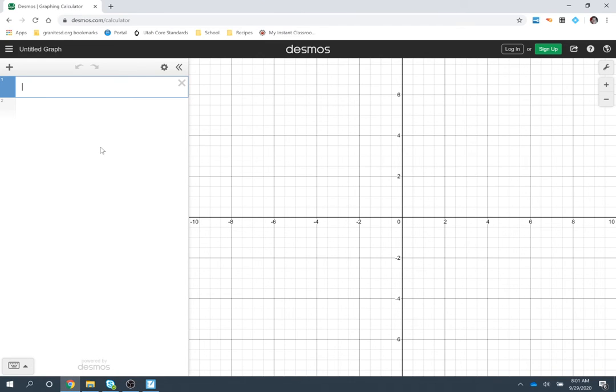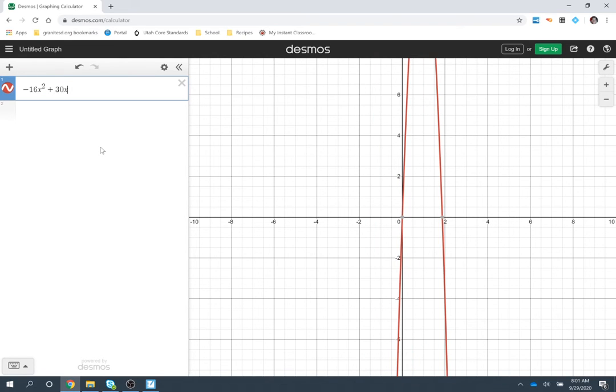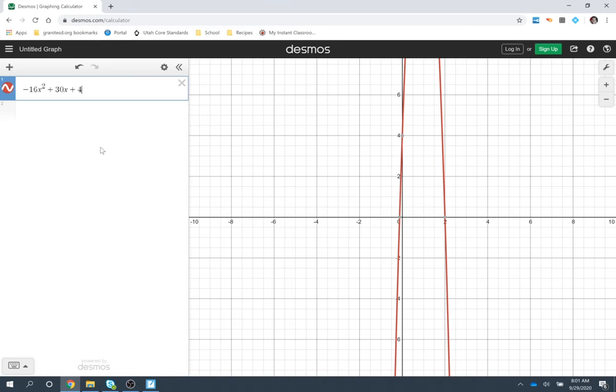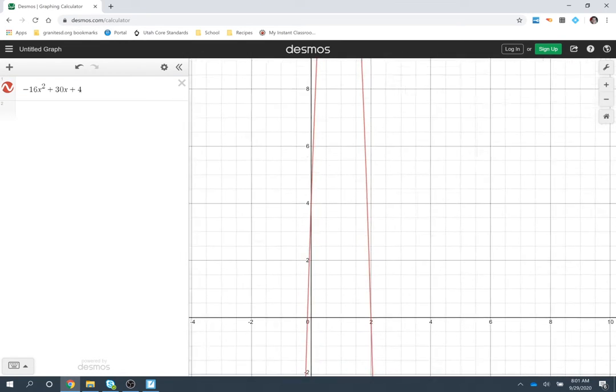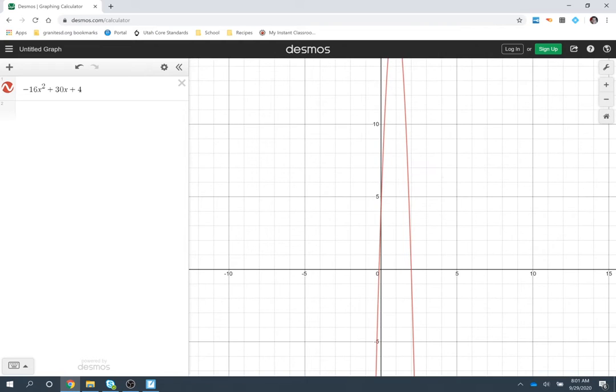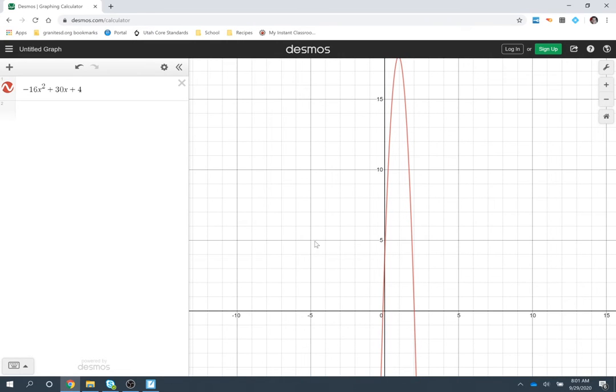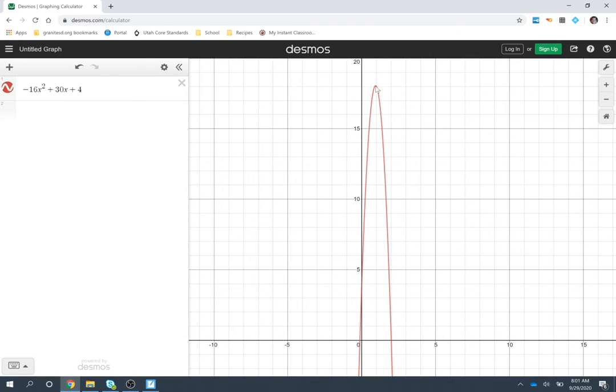In the first box, I'm going to type my function, negative 16x squared. Keep in mind you have to use an x. This calculator won't recognize t. Plus 30t, or 30x, plus 4. If we look at this, this is what's happening with our function. We're throwing it, it starts over here at 4 feet. I could find that, that's my y-intercept. It's going to go up, and honestly, you could probably just go find the vertex, because my vertex is up at 18. So we've already answered our question, does it reach 25 feet?